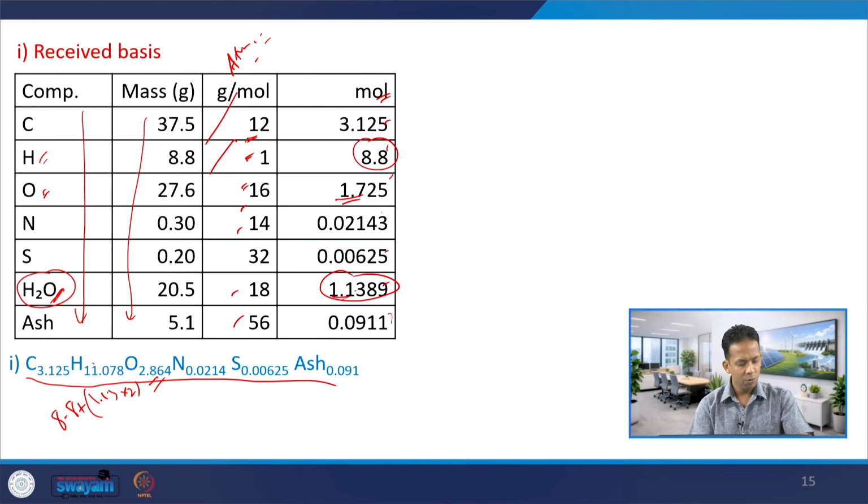It's not wrong if you write H as 8.8, O as 1.7, and then mention H2O separately as 1.13. This is also fine. But since we are talking about the molecular formula at atomic level, we can include O and H of water in the same formula.